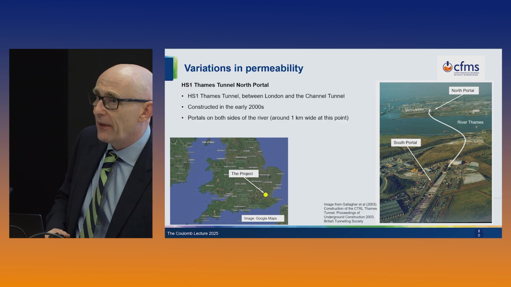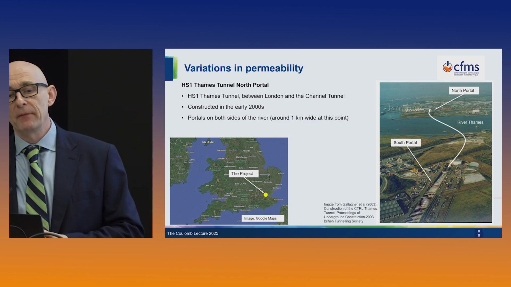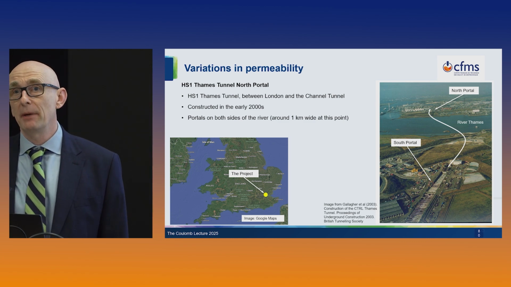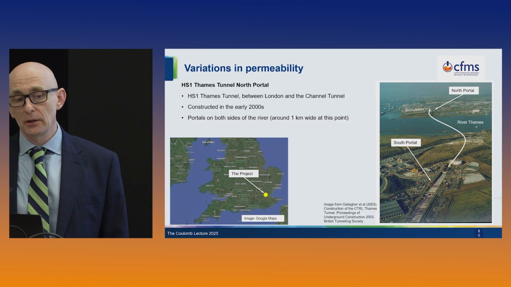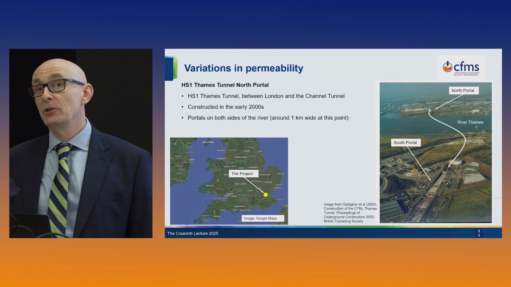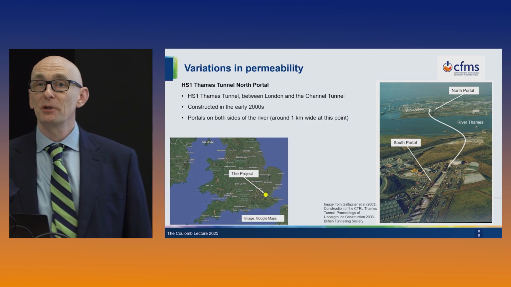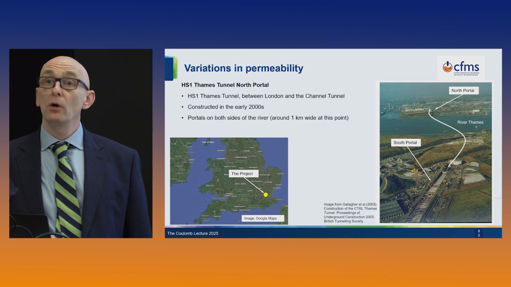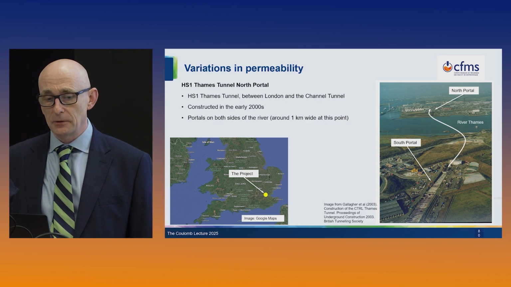So this case history is about the HS1 railway in the UK. HS1 runs from central London, from St Pancras Station, to the northern portal of the Channel Tunnel. And on its route, the HS1 railway passes under the River Thames, in the Thames Tunnel. Yesterday I passed through this tunnel, which always gives me a little thrill, because I worked on this project in the early 2000s.